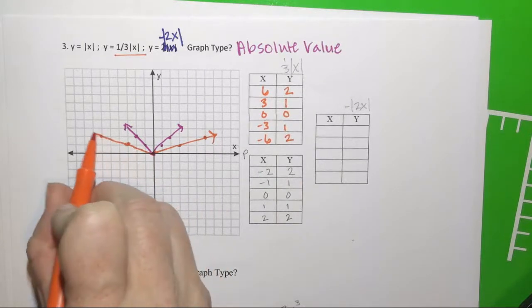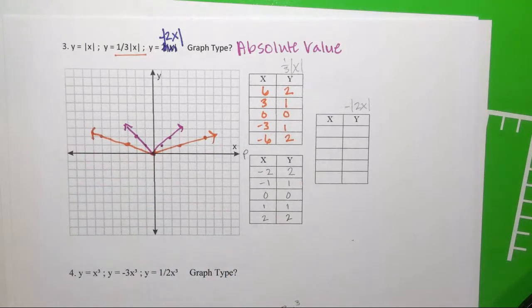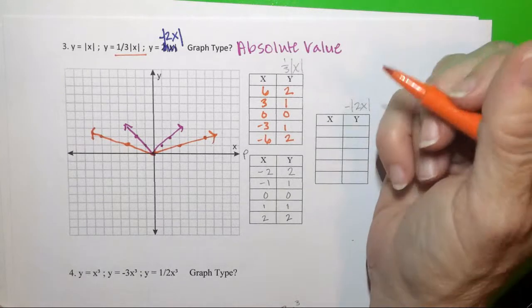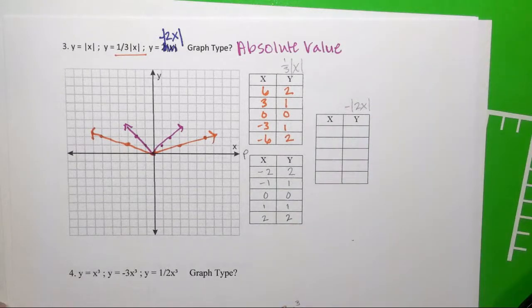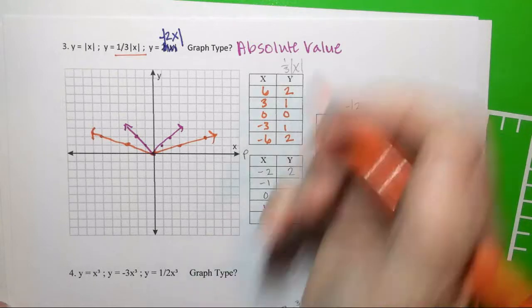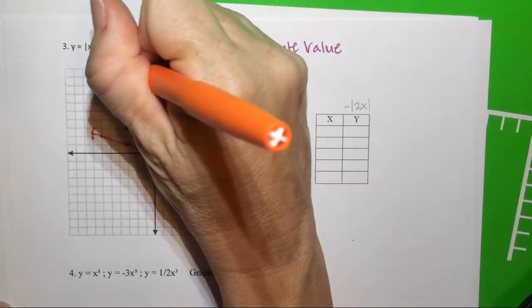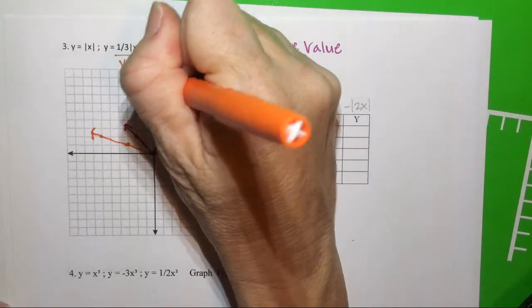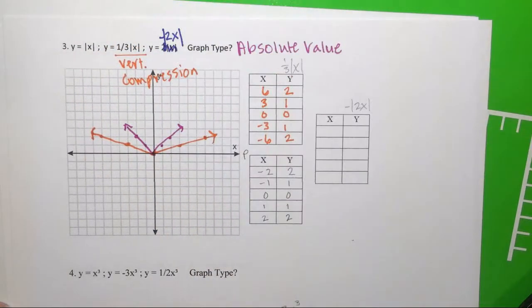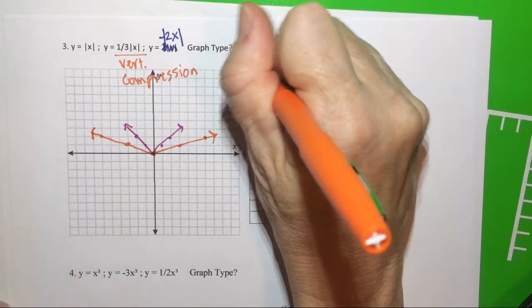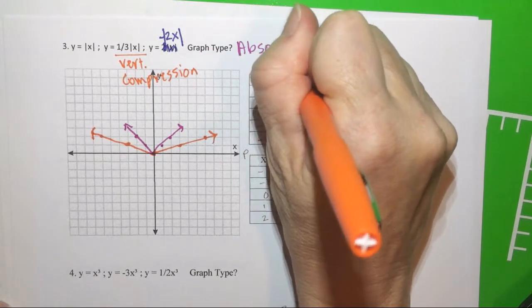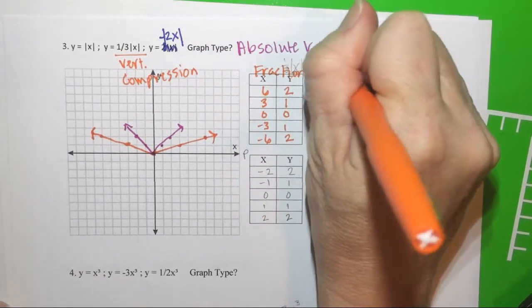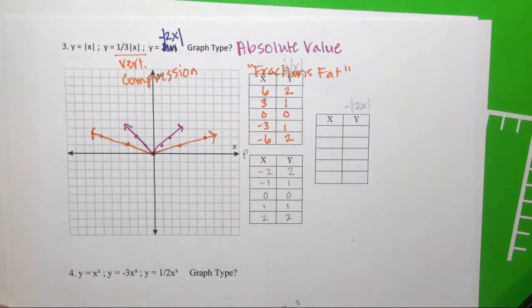So what's happened to our absolute value function now? It has gotten much fatter. So we're going to call this a vertical compression, because we're going to kind of compress it and squish it. So fractions are going to make things fat. So think fractions. And that's going to help us remember that fractions are going to compress it and just kind of squish it out.